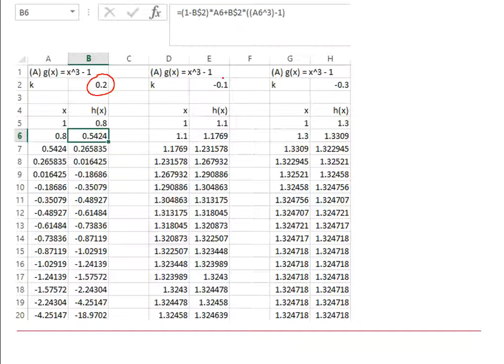But with a negative k, such as minus 0.1, we can see that we've got some convergence, and the convergence is even faster with minus 0.3. And notice, by the way, that we've got the cell B6 there with the cursor on it, and that has that formula up there. So that's the formula for h of x.